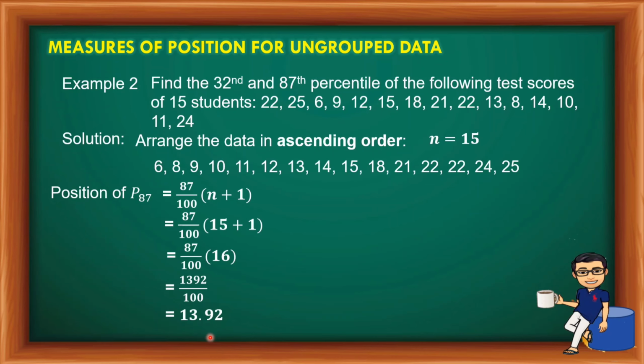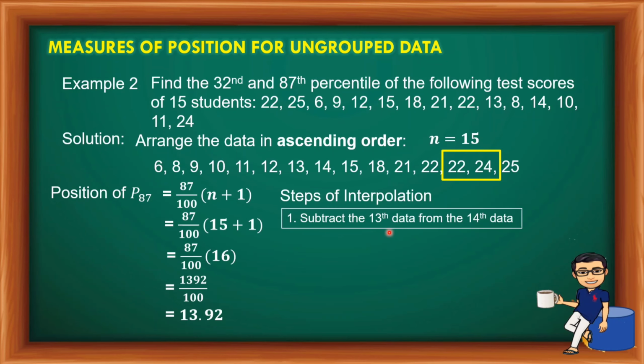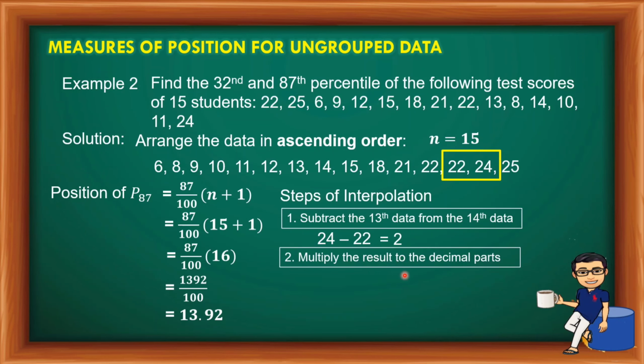Ibig sabihin, the position of percentile 87 is in between the 13th position and 14th position. 1, 2, 3, 4, 5, 6, 7, 8, 9, 10, 11, 12, 13, and 14 position. So we have this. So gamit ang linear interpolation, subtract the 13th data from the 14th data. 24 minus 22 equals 2. So then multiply the result to the decimal part. Ito yung result, 2. Decimal part is 92 hundredths. Pag minultiply, we have 1 and 84 hundredths.